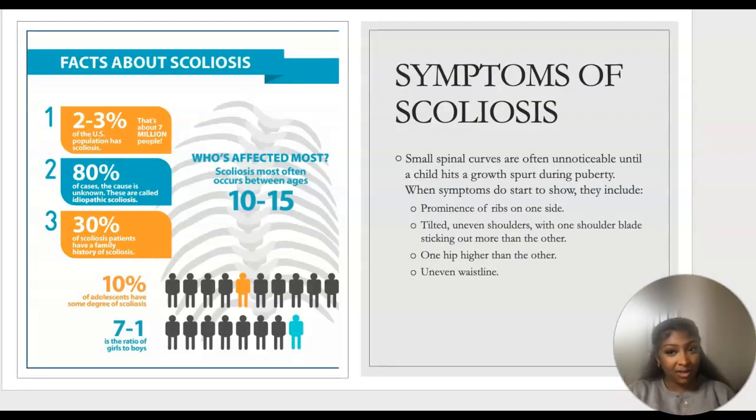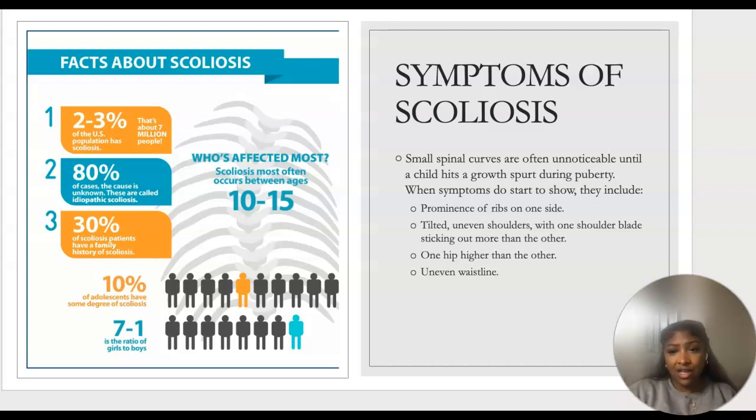So let's talk about signs and symptoms. Again, it's a small spinal curve, often unnoticeable until the child hits puberty. Then you'll start to notice some distinguishing factors. Some of the symptoms are prominent ribs on the sides, a tilted, uneven shoulder with one shoulder blade sticking out more than the other, one hip higher than the other, or an uneven waistline.